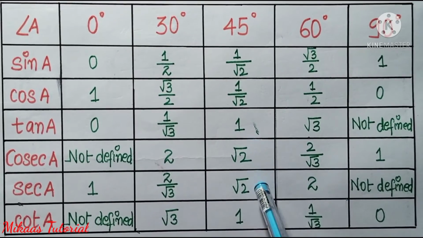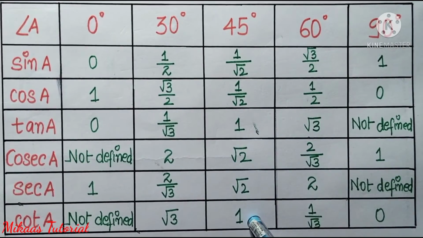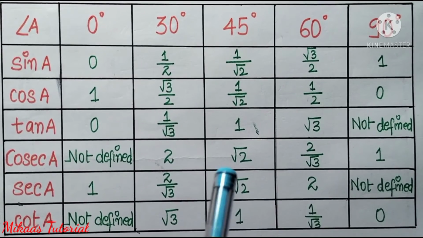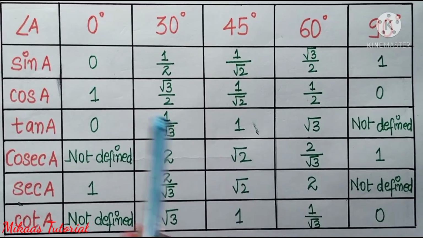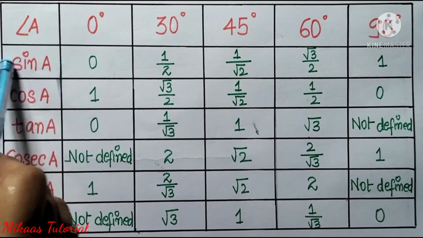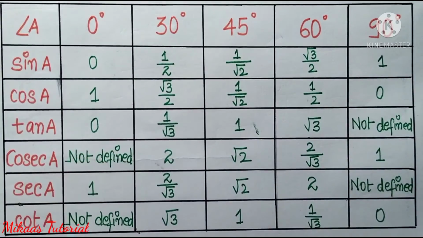See, root 2 by root 2 is 1. Or the inverse of tan will be the cot value. That is 1 by 1, and the inverse of that is also 1 by 1. This is the only simple way to remember this table. Keeping in mind the values of sine, you can find all the other values. Okay?